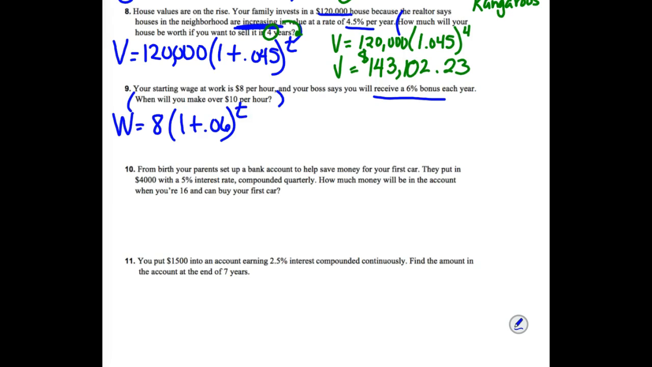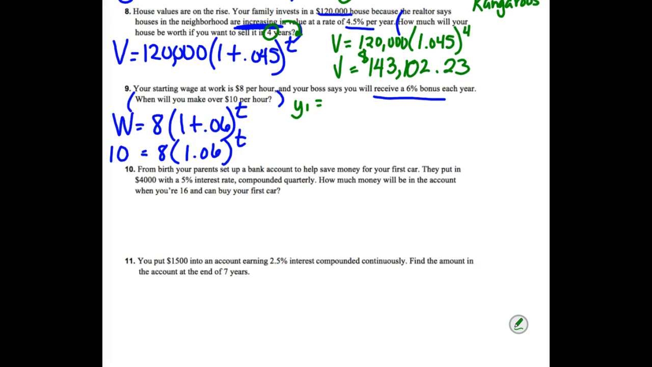Now, the question says, when will you make over $10? So we're looking for our wage here to be 10. So our power is unknown, and at this point we don't have a way of solving for a power. We will learn that in the second half of our chapter. But for now, we are going to graph.